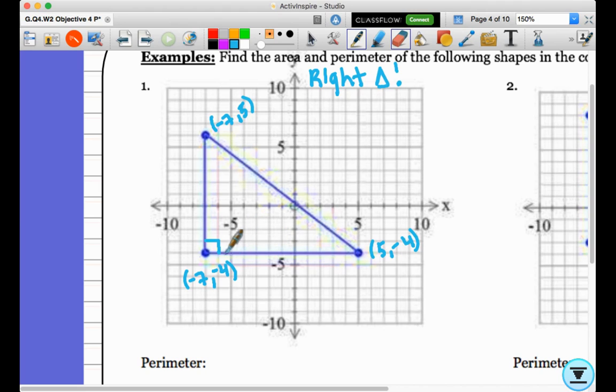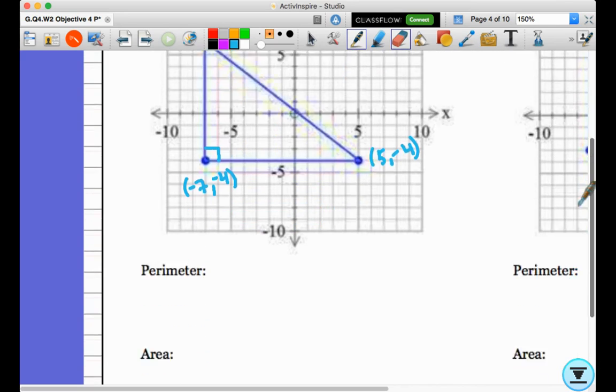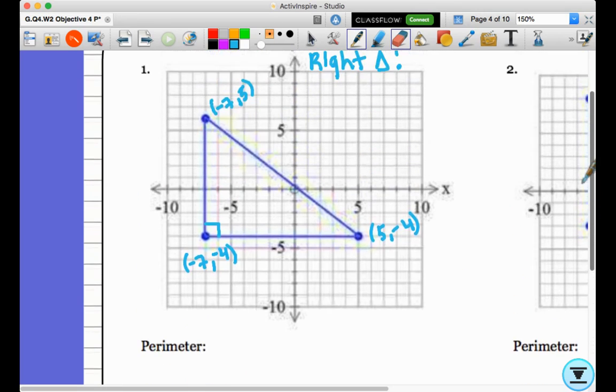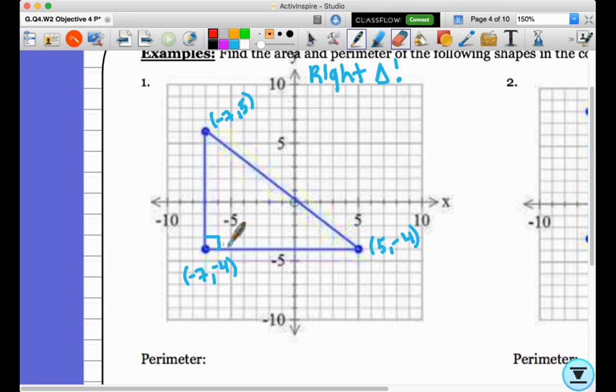So I know how to find the area of a triangle, and I'm going to start with area down here, right? The area is base times height divided by 2. The base and the height form that right angle. So what is the length of this? 1, 2, 3, 4, 5, 6, 7, 8, 10, 11, 12, I think. That makes sense. -7 to 5.